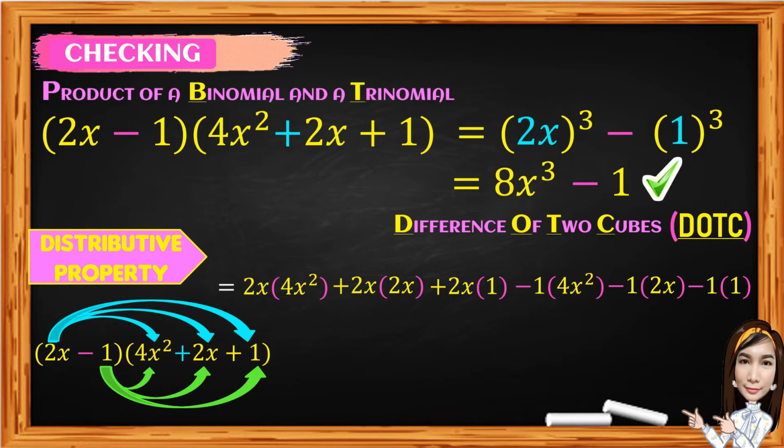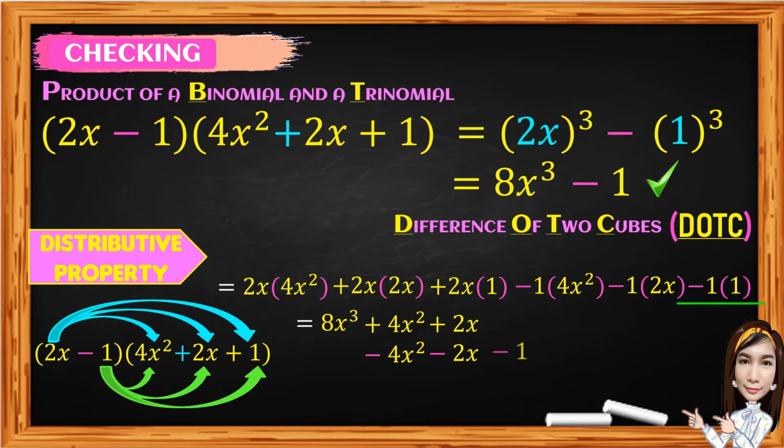Negative 1 times 1. Then simplify: 2x times the quantity of 4x squared, we have 8x cubed. 2x times the quantity of 2x, we have positive 4x squared. 2x times 1, we have positive 2x. Negative 1 times the quantity of 4x squared, we have negative 4x squared. Negative 1 times the quantity of 2x, we have negative 2x. Then negative 1 times 1, we have negative 1.